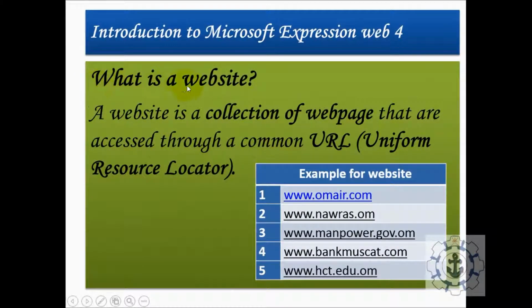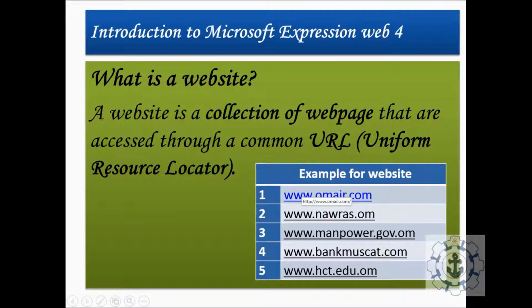First, what is a website? A website is a collection of web pages that are accessed through a common URL. So what is a URL? Uniform Resource Locator. Once again I repeat the definition: a website is a collection of web pages that are accessed through a common URL, called Uniform Resource Locator.